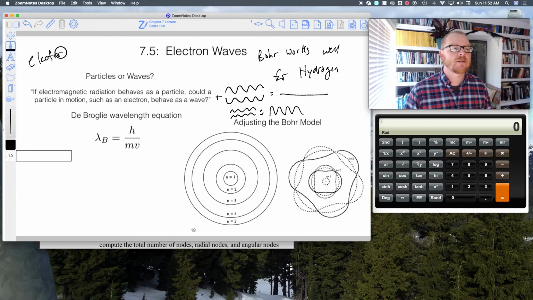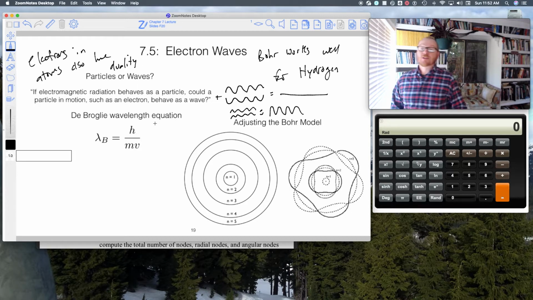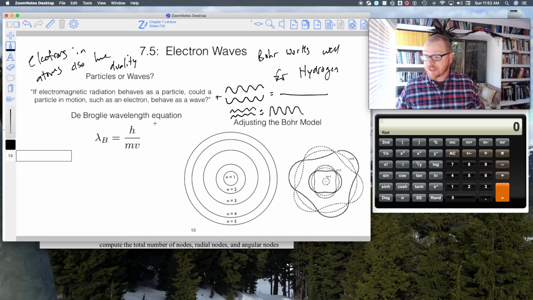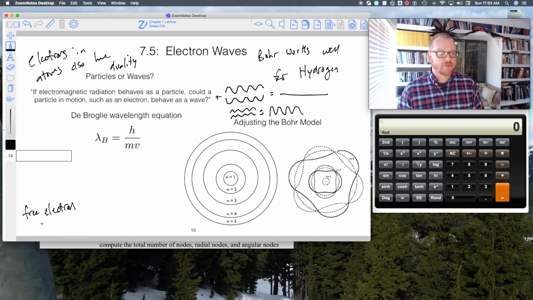Electrons in atoms also have wave-particle duality. So, once again, electrons in atoms, and this is the crazy part of quantum mechanics. As soon as you remove an electron from an atom and send it off into vacuum, it behaves like a particle. So a free electron is like a particle.